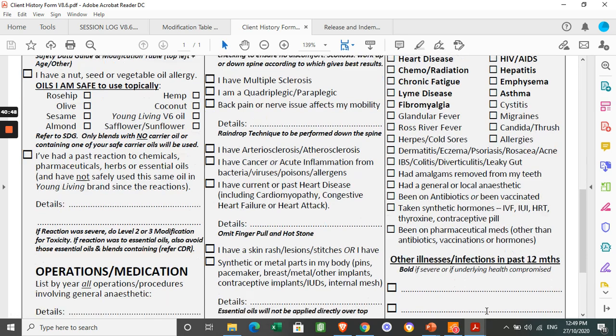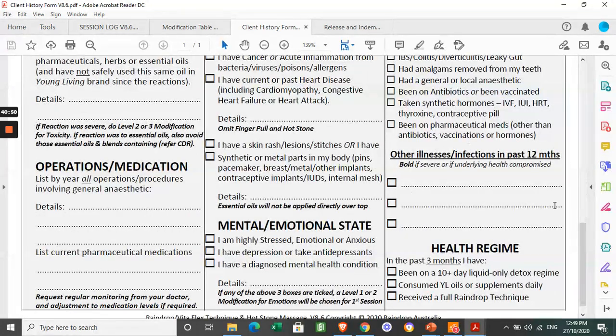And then there's a little spot down there as well, just to write other infections they may have had in the past 12 months. The reason we put that there is things like laryngitis or even tonsillitis. There are situations where people have had other things going on with their health in the last 12 months that we haven't taken into account. So we want to give them an opportunity to voice that so that we can take it into account.